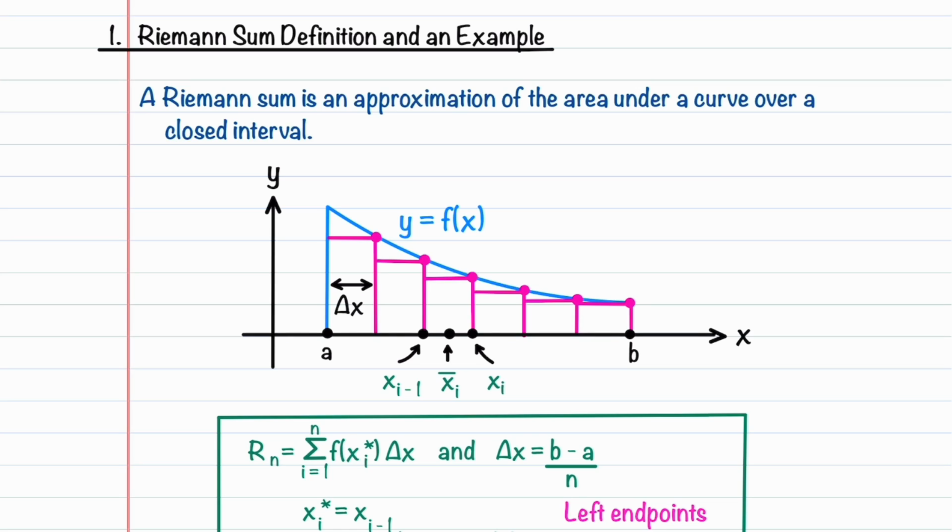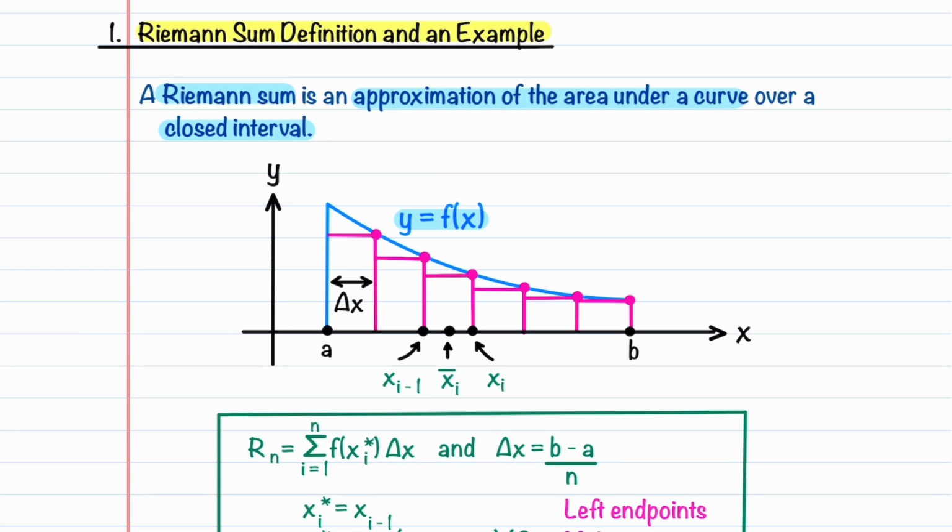Let's start by learning what a Riemann sum is and how it's used to approximate the area under a curve. A Riemann sum is the approximation of the area under a curve, such as the curve shown here, y is equal to f of x, over a closed interval, such as the interval from a to b shown here in our graph.